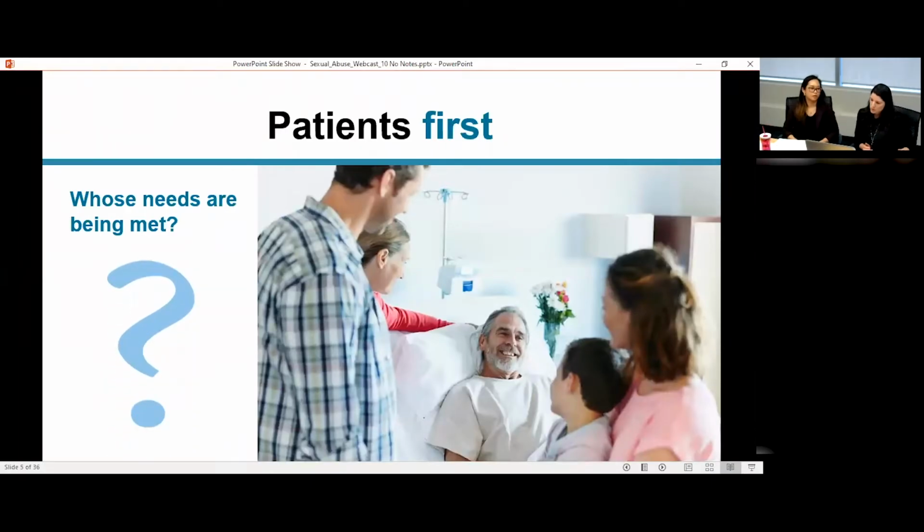How is a sexual relationship sexual abuse? So let's reflect on whose needs are being met, the patient or the nurse. Patient needs should always come first. Engaging in a sexual relationship infringes on that goal of providing patient care and causes harm to patients.